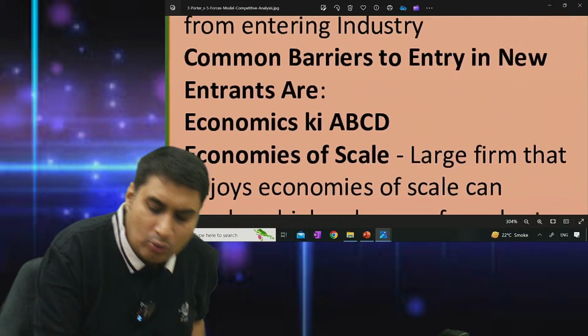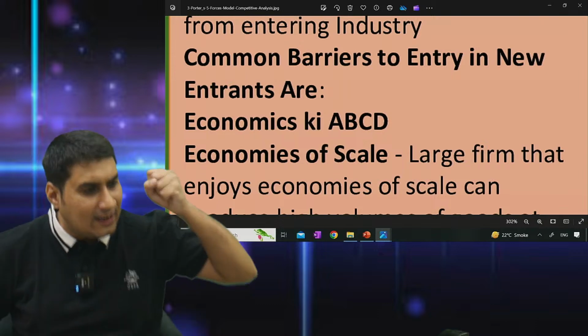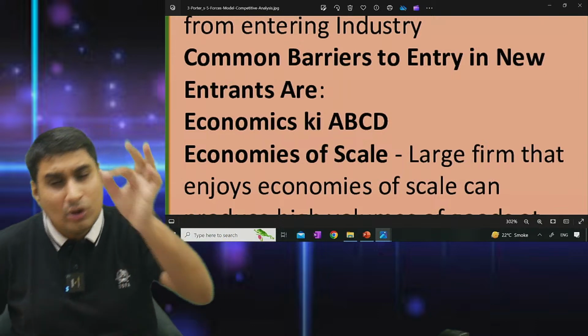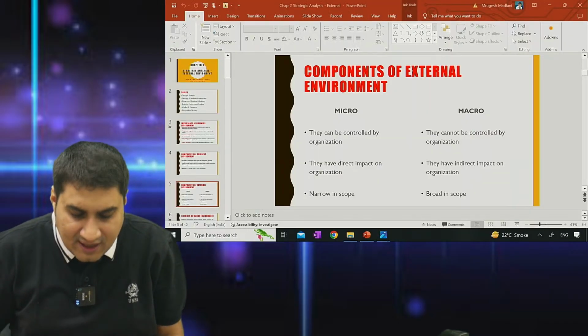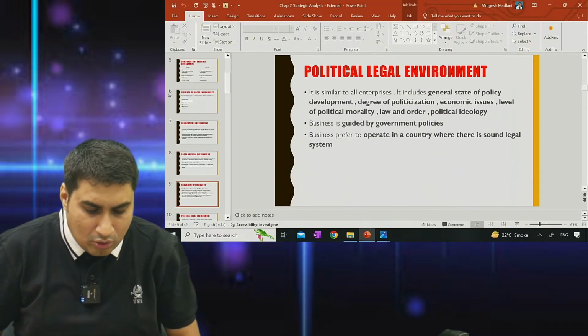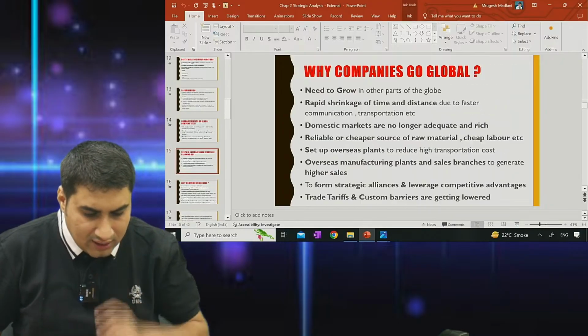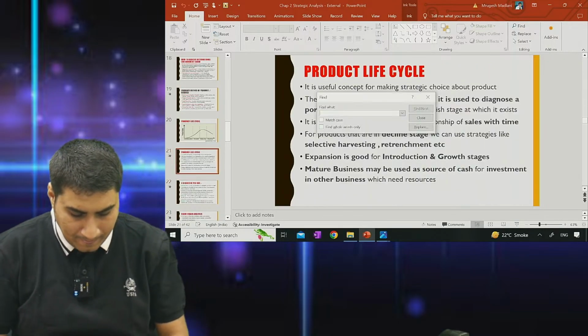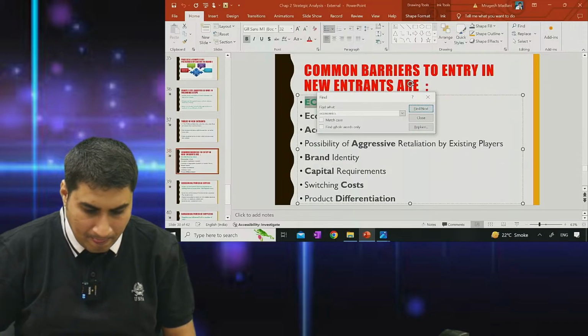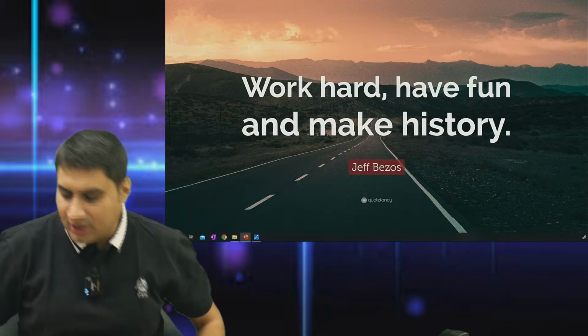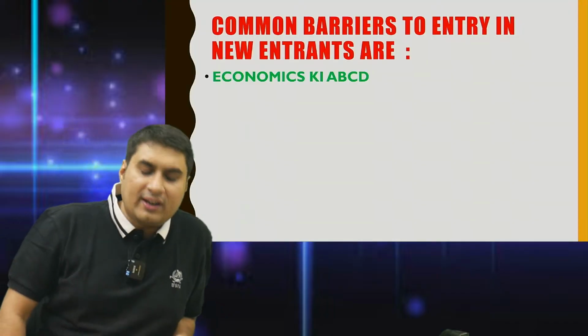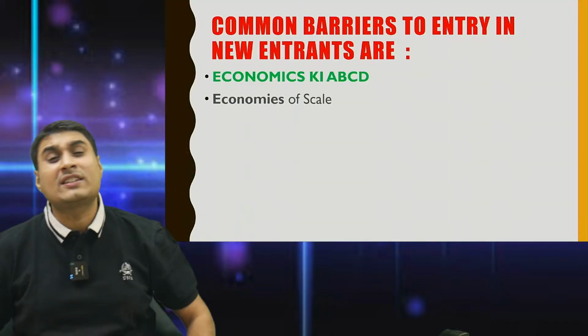Okay, learn. Start. What are common barriers to new entrants? Tell me some of the barriers to new entrants. Economics ki ABCD. What's the technique? I have given it in the same order in the magic book. Don't worry. Start. Economics ki ABCD. 100 times it has come. Very nice question. What are common barriers to new entrants? Economics ki ABCD. Economies of scale.